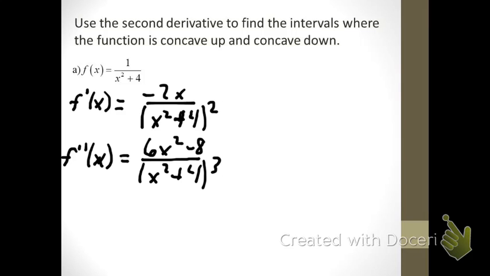Okay, now in order to determine where the function is concave up and concave down, we have to find the places where the graph could possibly change concavity. Either the points of inflection or vertical asymptotes, as it turns out. So for instance, here's a little curve where the concavity changes from concave up to concave down.